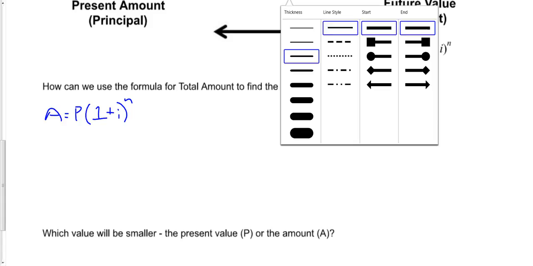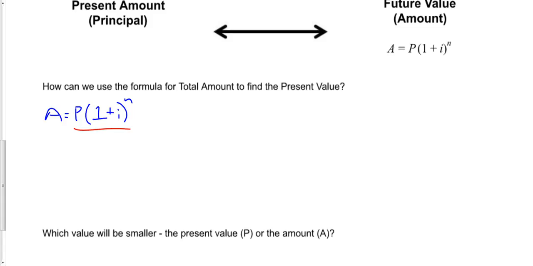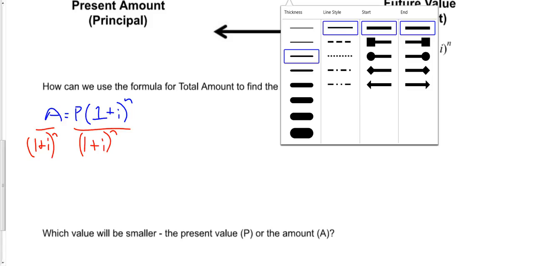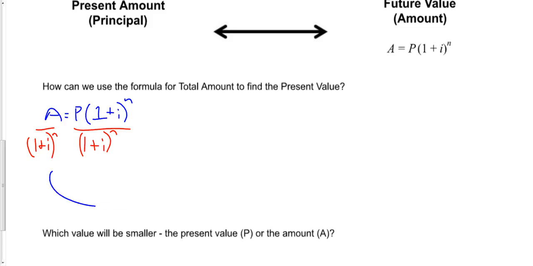In order to do that, I'm going to divide both sides by (1 plus i) to the exponent n. And when I do that, I'm left with A over (1 plus i) to the exponent n is equal to P. Okay, and so now I've isolated my formula for getting my present value.